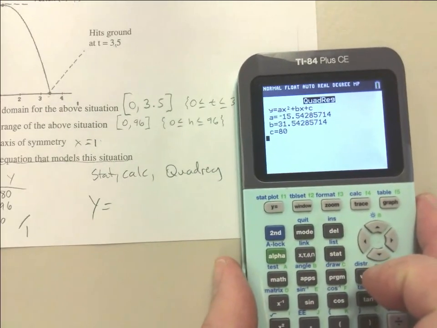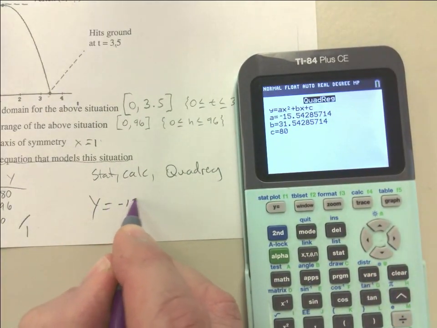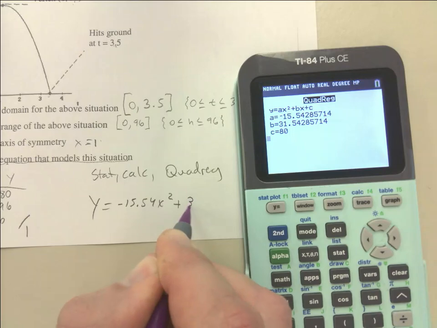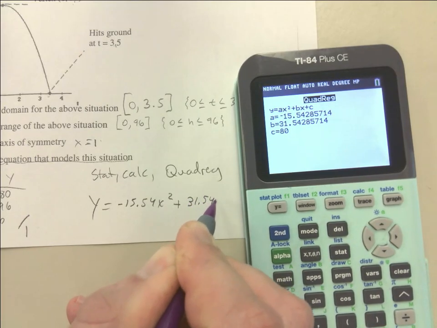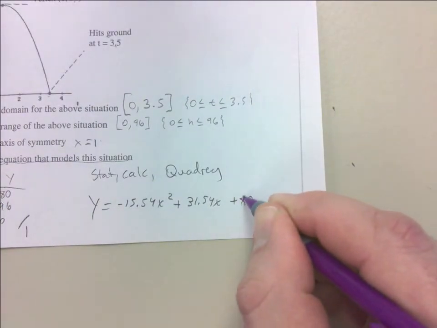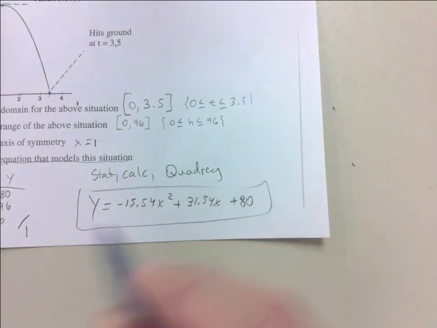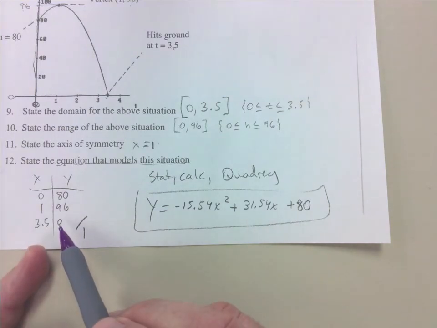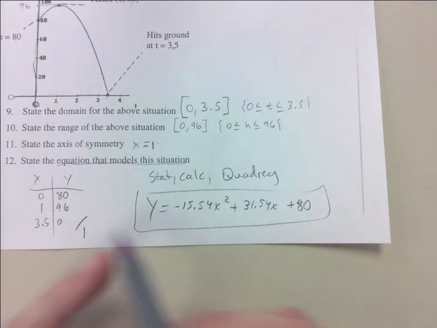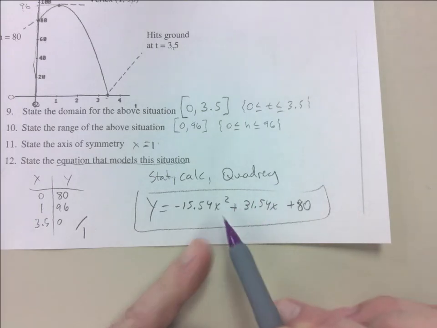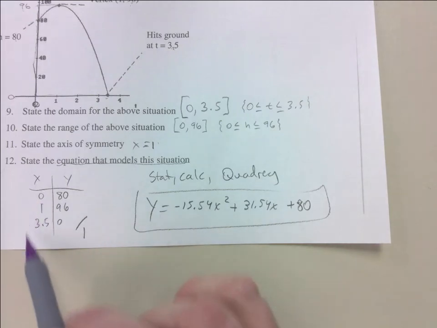So now I'm going to write it down. Negative 15.54x squared plus 31.54x plus 80. That's what you should get if you have done everything correctly, if you have the points right. If you made a mistake here, you go minus 1, and today we're just going to honor whatever you got. I'm not going to check this. I'm just going to trust that you actually typed this in correctly and then got this mark.